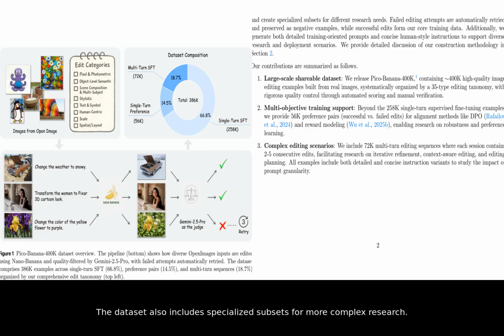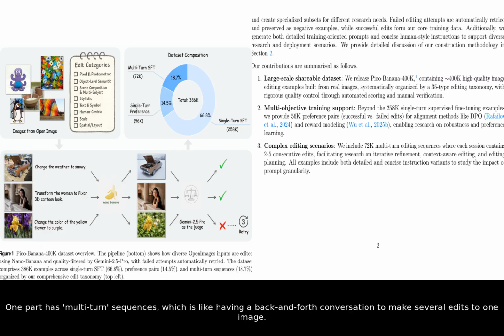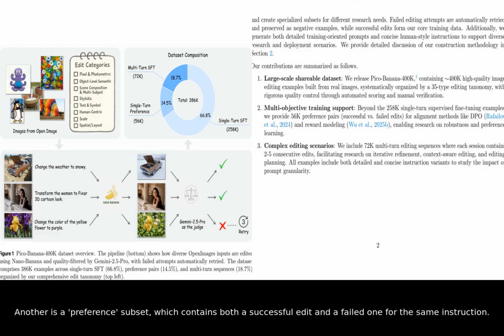The dataset also includes specialized subsets for more complex research. One part has multi-turn sequences, which is like having a back-and-forth conversation to make several edits to one image. Another is a preference subset, which contains both a successful edit and a failed one for the same instruction. This is crucial for teaching AI the difference between a good result and a bad one, making them more reliable.